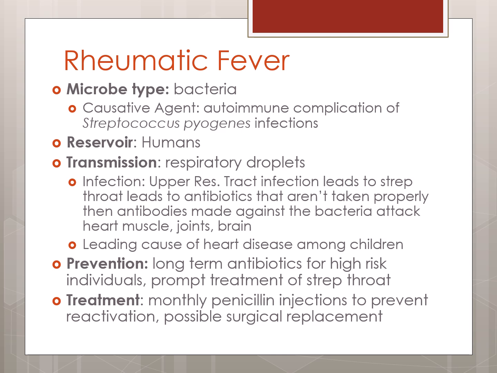So this can cause issues with our heart, joints, our brain. It can lead to heart disease, especially among children. So that's kind of the big thing here. So prevention is long-term antibiotics for high-risk individuals, and then treating strep throat very quickly because we want to prevent that autoimmune complication. So treatment would be monthly penicillin injections to prevent reactivation, and possible surgical replacement, which let's talk about on the next slide.